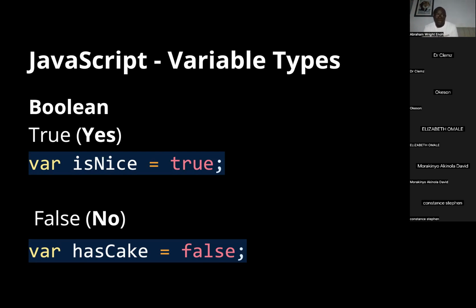So for example, you say var isNice equals true. That is, if the statement is nice, truly, it's going to be true. And if the statement, for example, var hasCake, if there is no cake, that will be false, right? If there is a cake, then it's true. So depending on the statement, but this will start making more sense to you when we start applying them in real life. You are going to see that in computer science, zeros are false and ones are true. And the two Boolean values are true and false, which is yes and no.